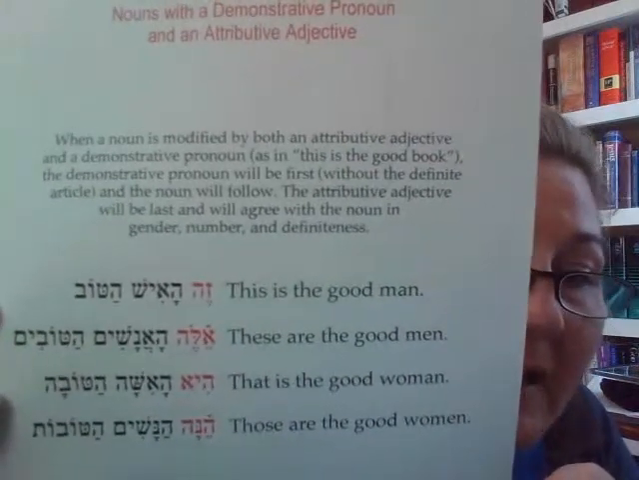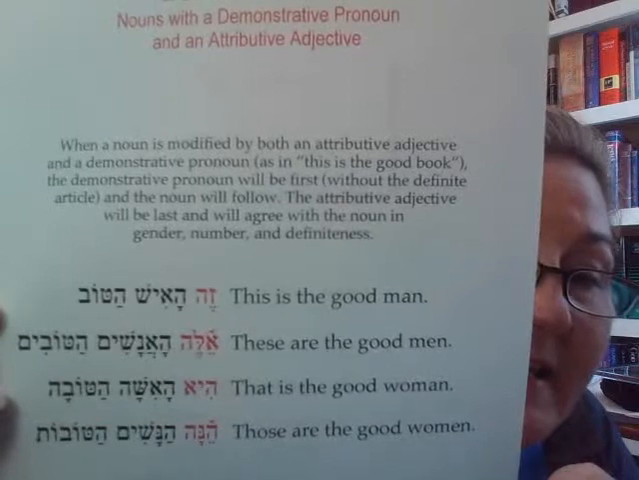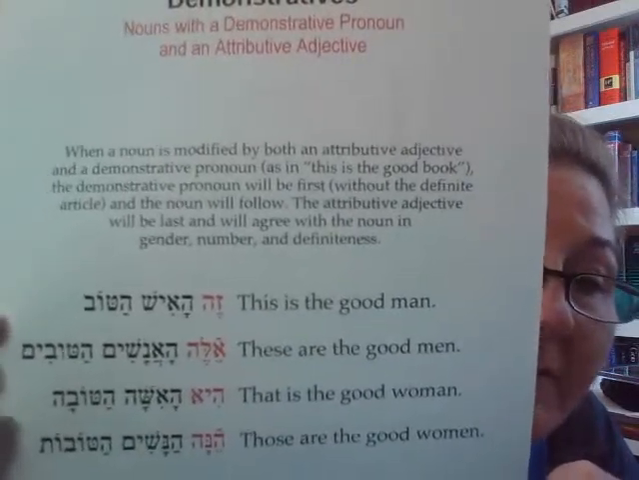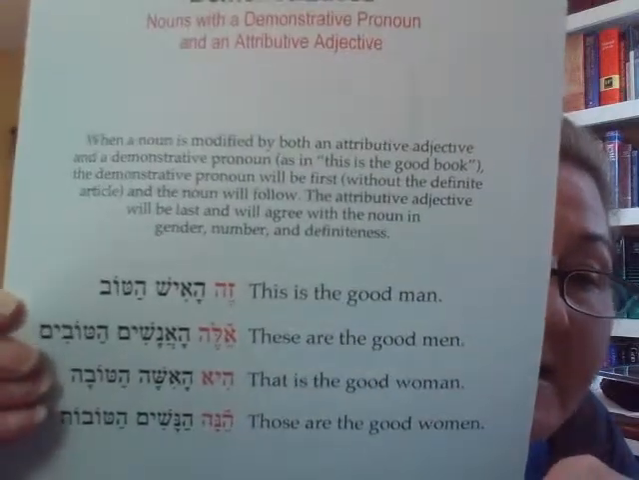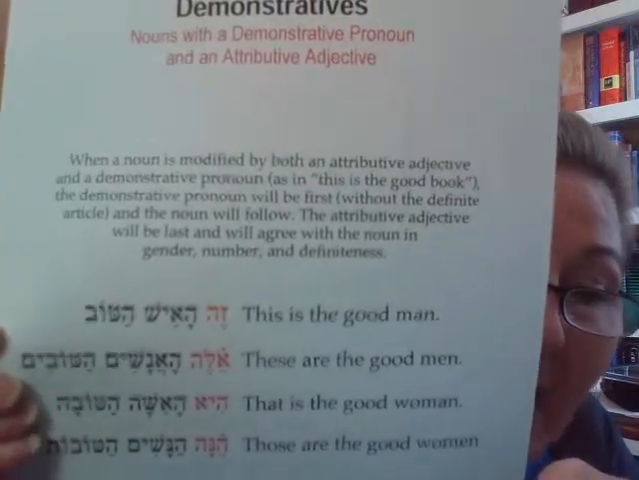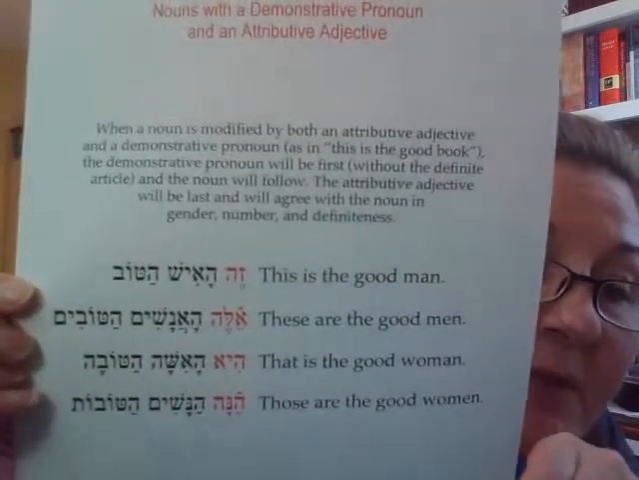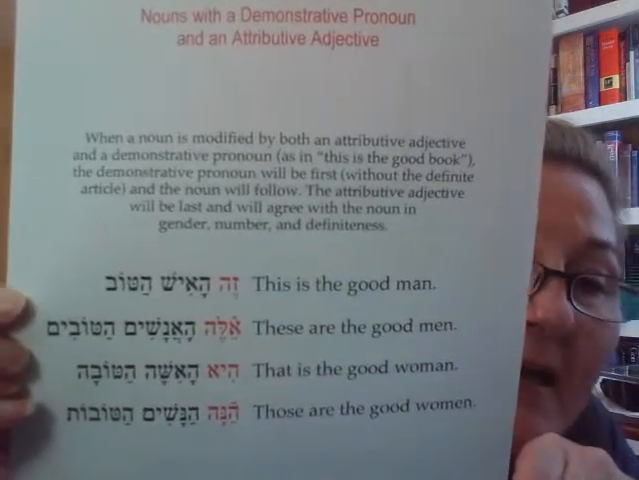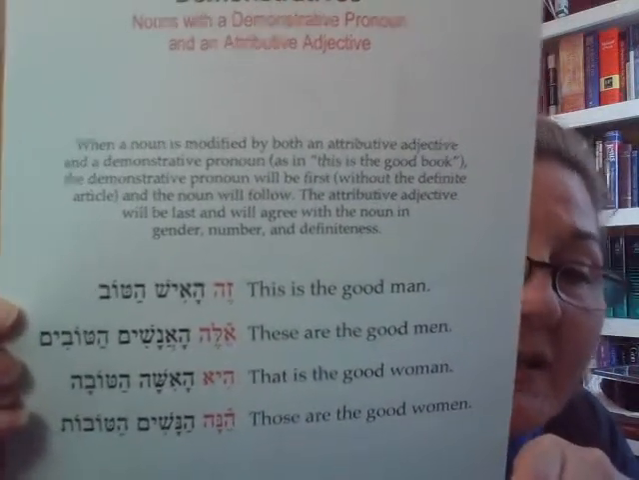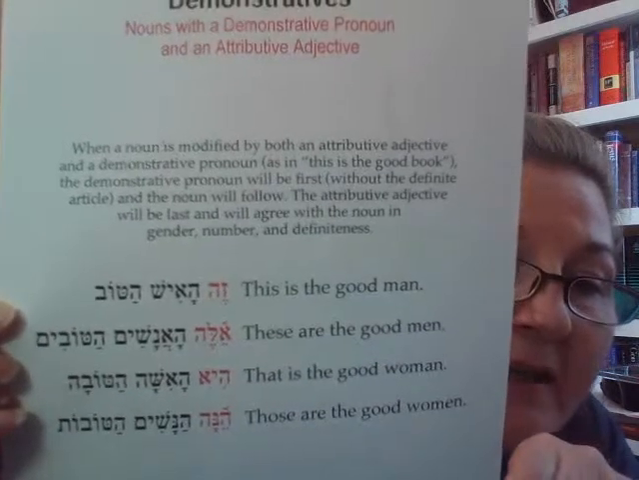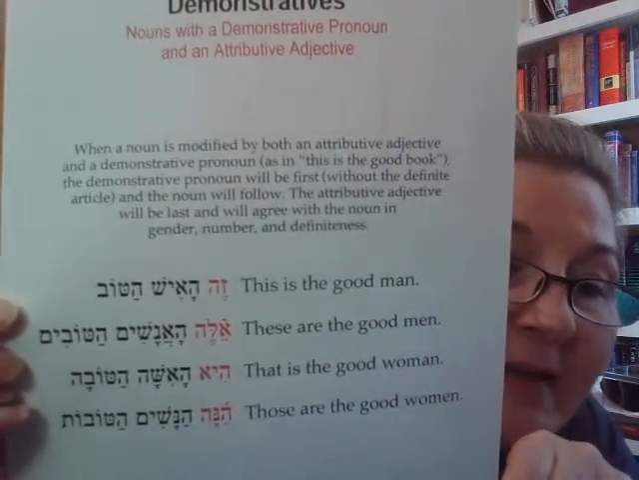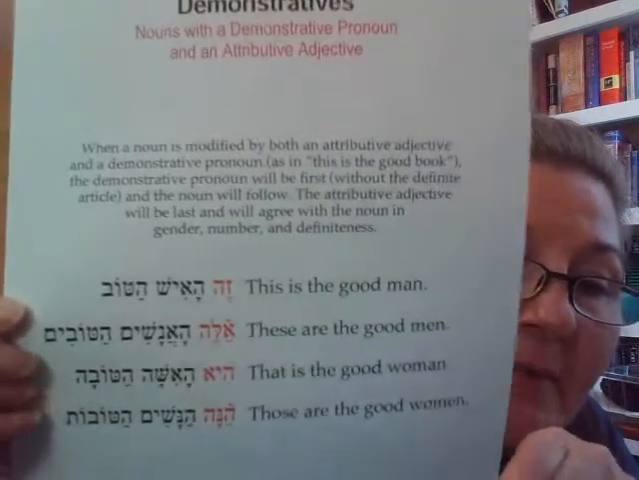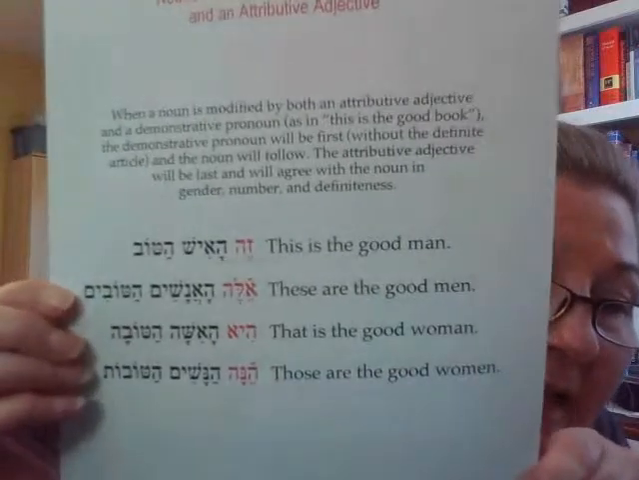Zeh ha'ish hatov. This is the good man. And again, the verbal form of to be is implied here, and you have to supply it. You're not going to see it. This is another one of those verbless clauses that Hebrew just loves. So, zeh ha'ish hatov. This, the man, the good. And then you would supply the verbal form of is. This is the good man. Let's look at the next one.